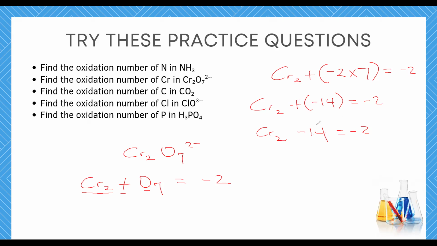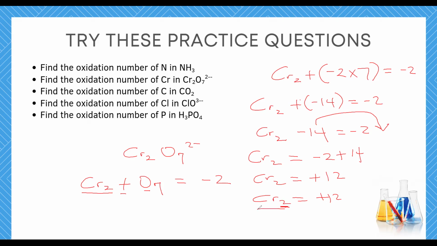Taking this 14 to the other side, what we have now is Cr2 is equal to minus 2 plus 14. So we have Cr2 is equal to plus 12. So how do we get the oxidation number? Now, remember, we have 2 atoms of chromium over here. So to get the oxidation number for chromium, we divide both sides by 2. So when we do that, now we are left with Cr. Chromium is equal to plus 6. The oxidation number of chromium in this compound is plus 6.